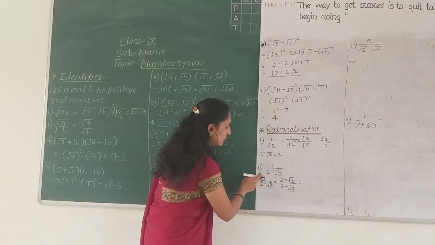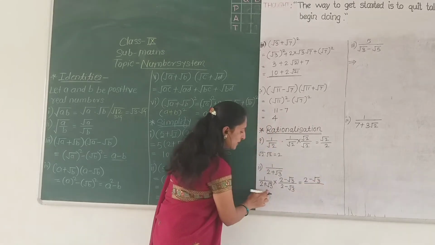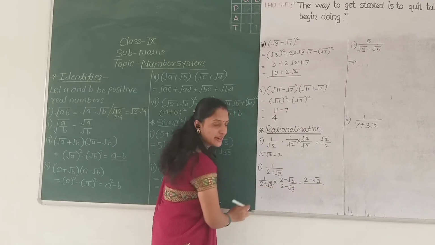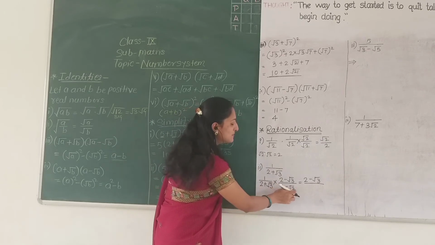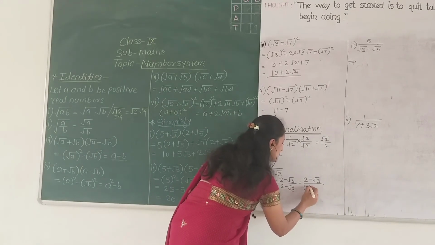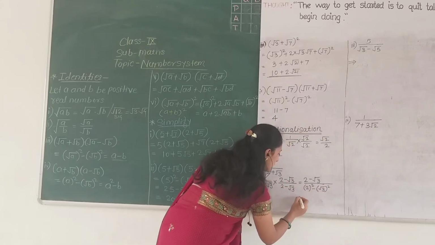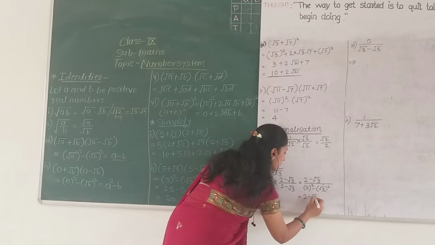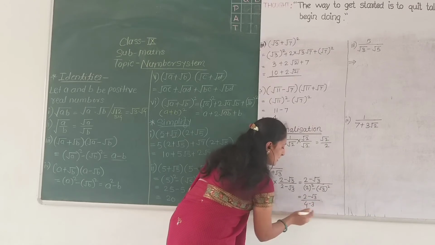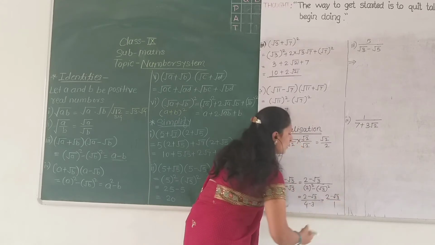So what do we get here? 1 into 2 minus root 3 is the same as 2 minus root 3. But in the denominator, look here, a plus b into a minus b. It is an expansion of a square minus b square. That means 2 square minus root 3 square. So this will equal 2 minus root 3 upon 2 square, 2 square is 4 and root 3 square is 3. Now 4 minus 3 is 1. So here I get 2 minus root 3 upon 1.